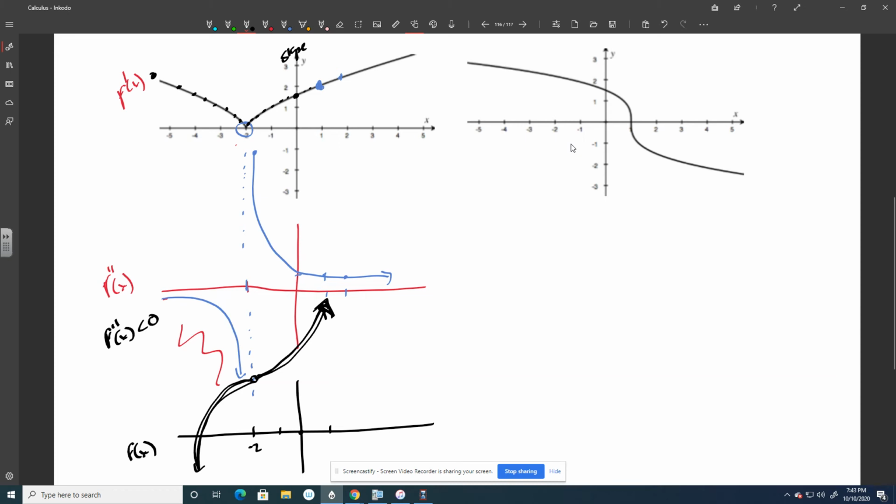Does your head hurt yet? Mine does, and I'm the one doing this. Okay, so let's just keep going with examples.